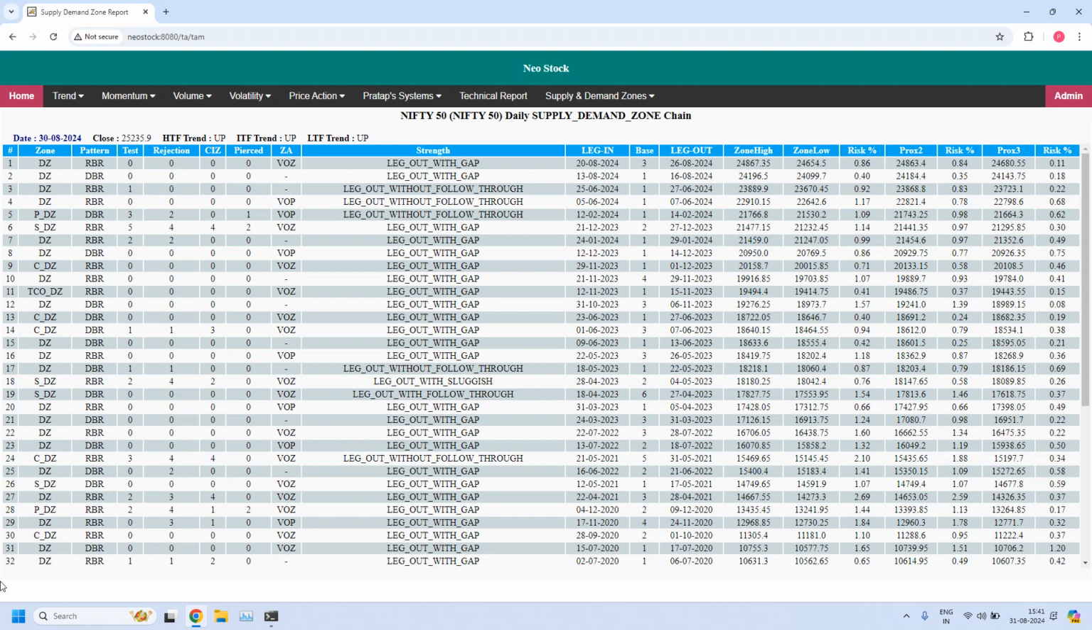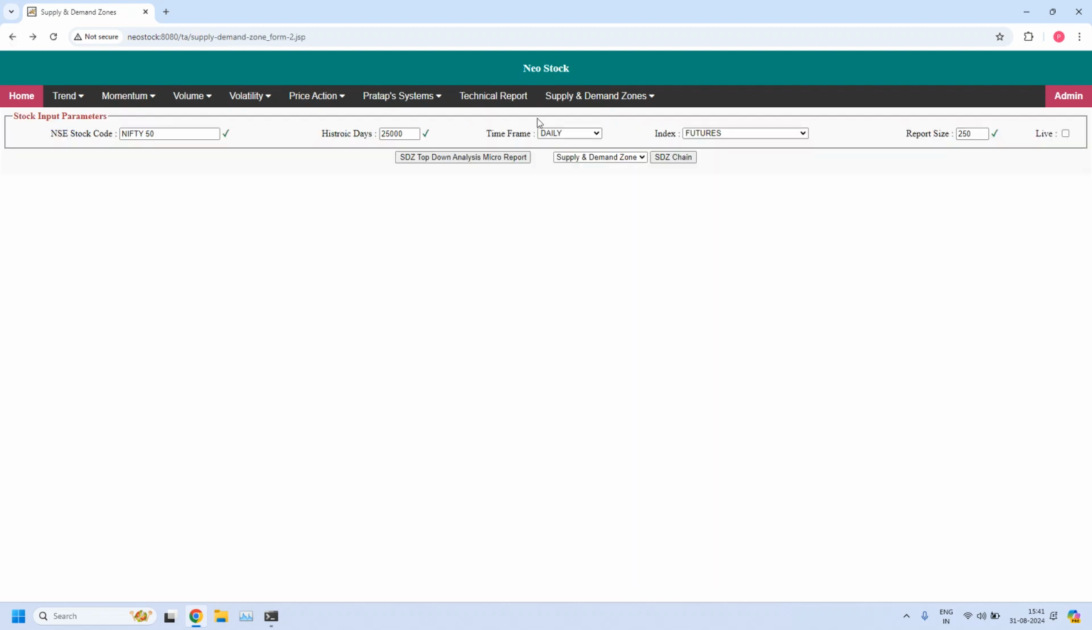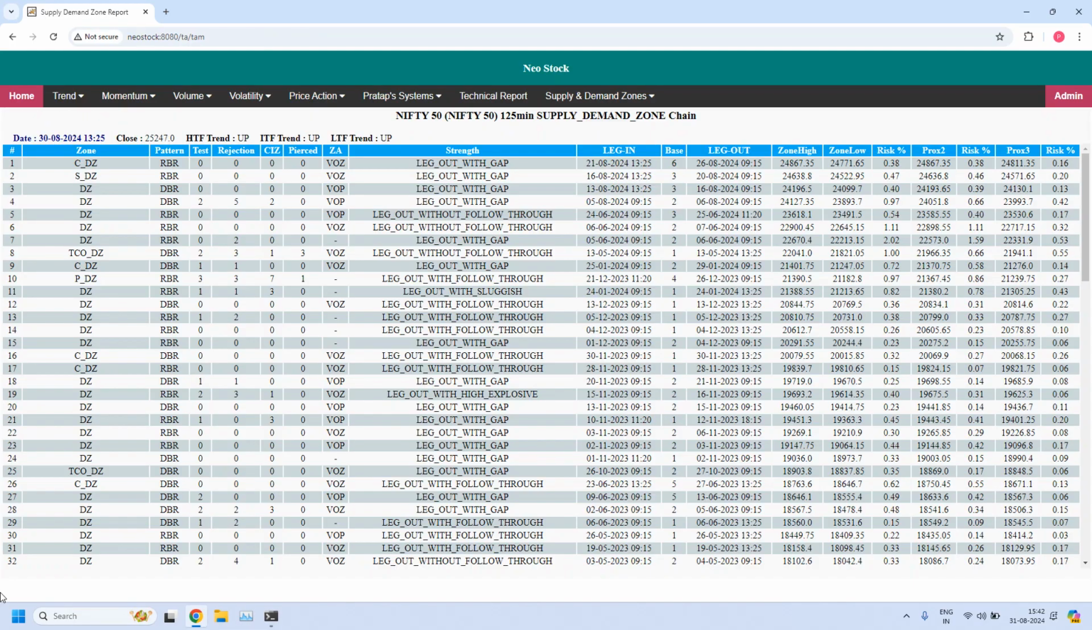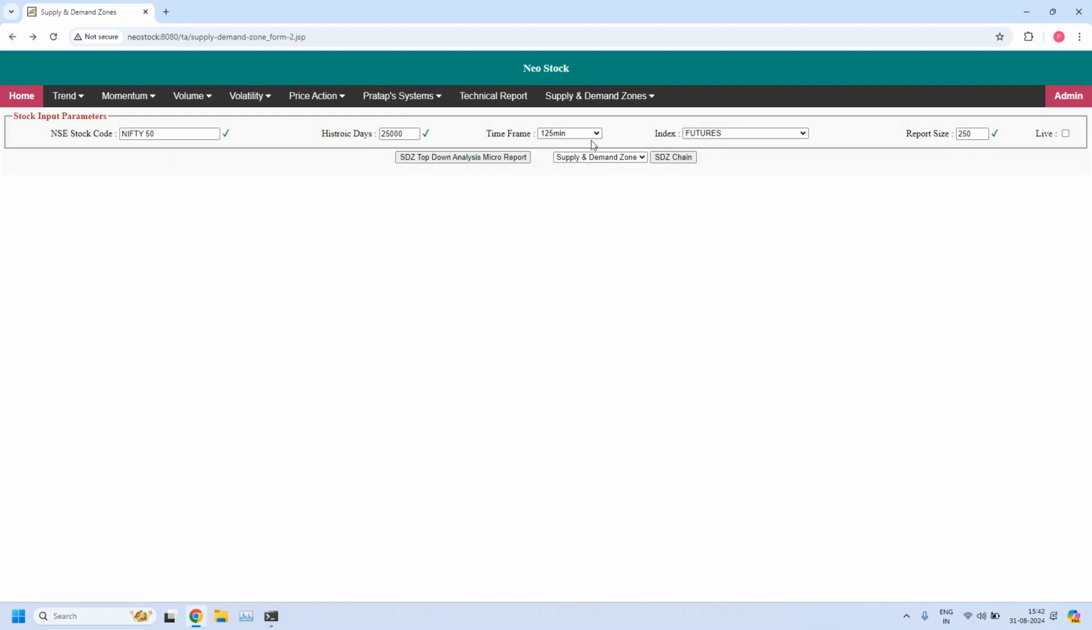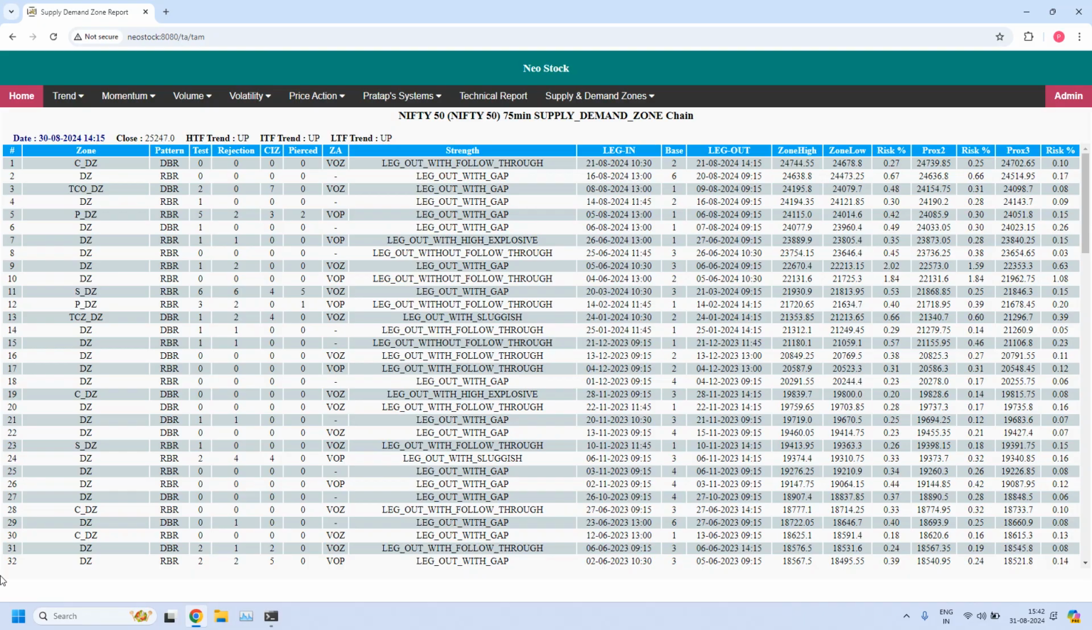The next time frame is 125 minutes. I am generating 125 minute supply demand zone chain for Nifty. And the next time frame is 75 minutes. I am generating 75 minute supply demand zone chain for Nifty.